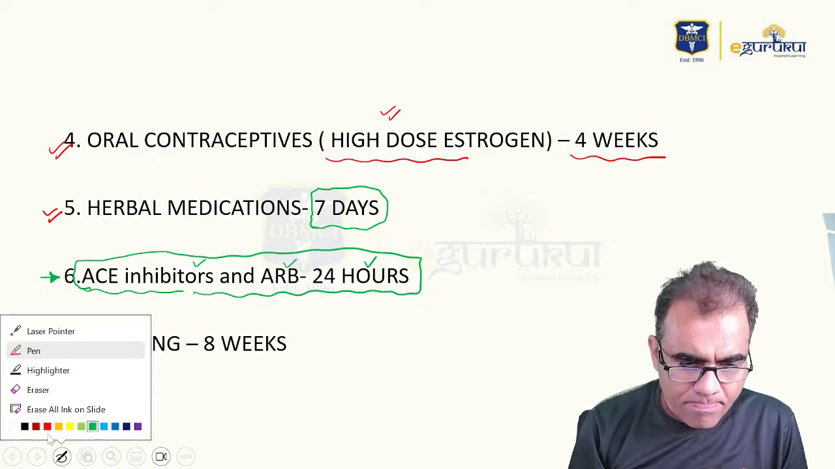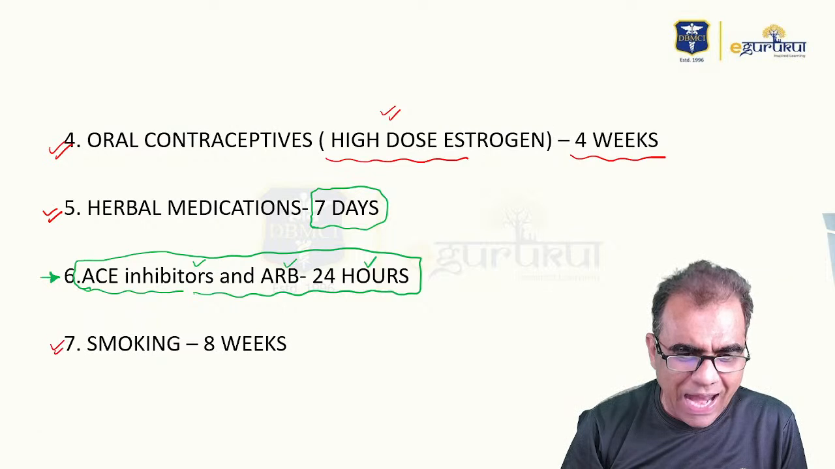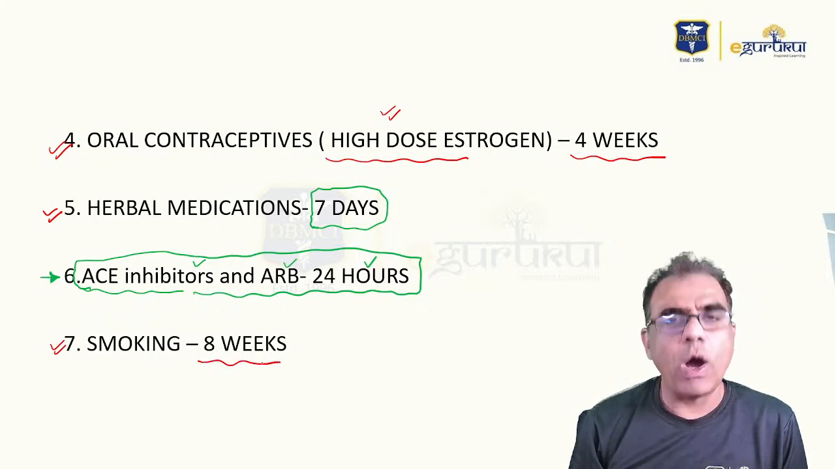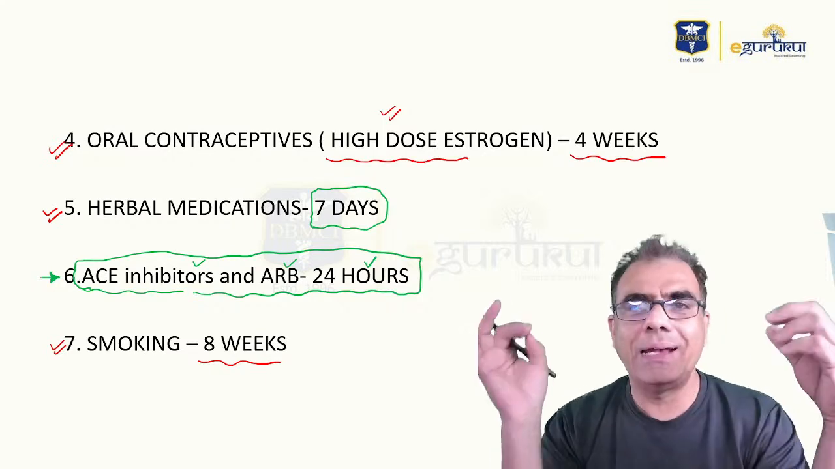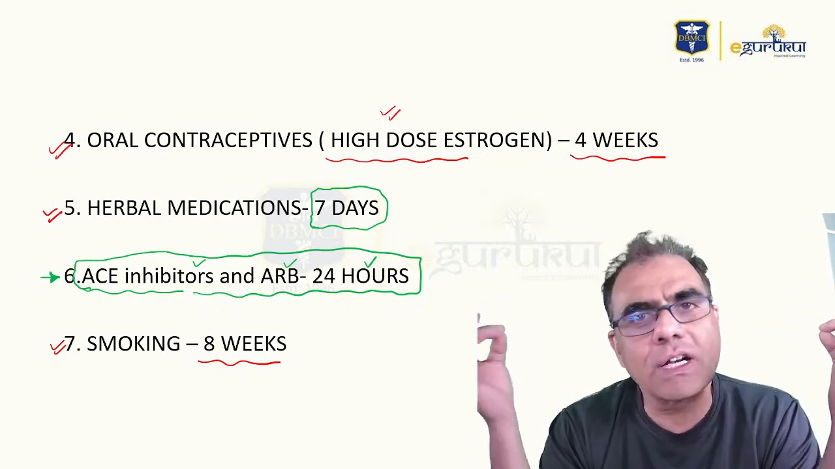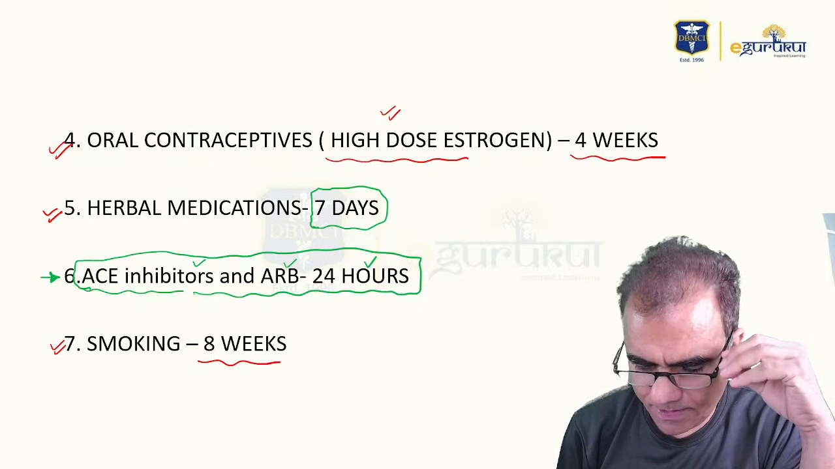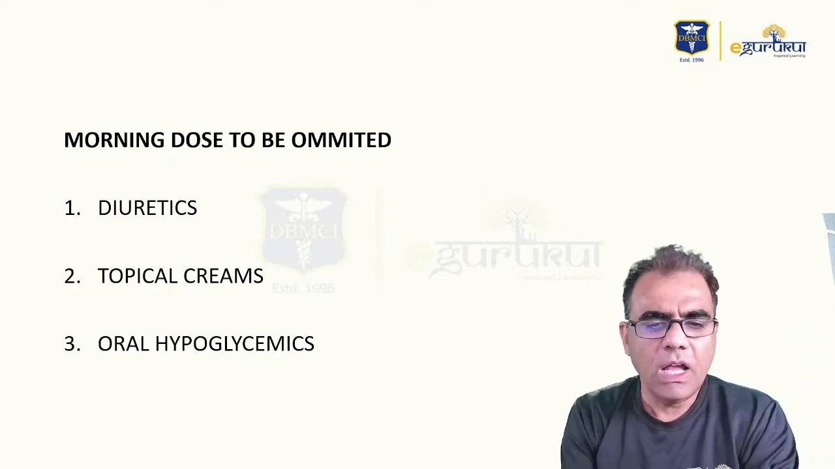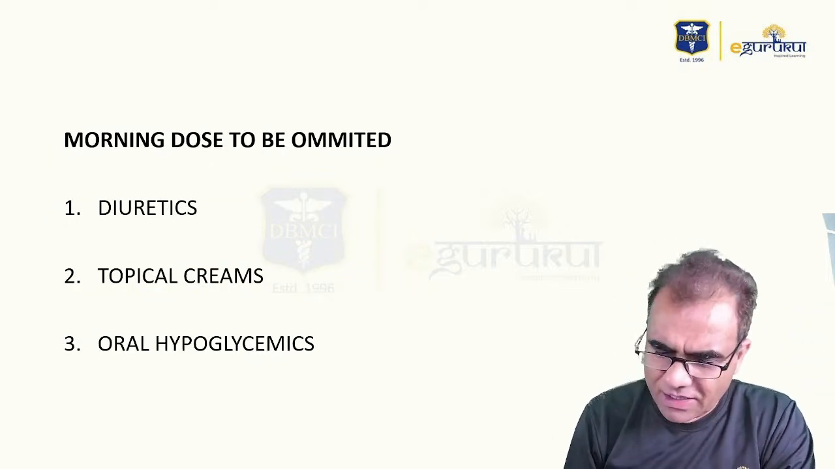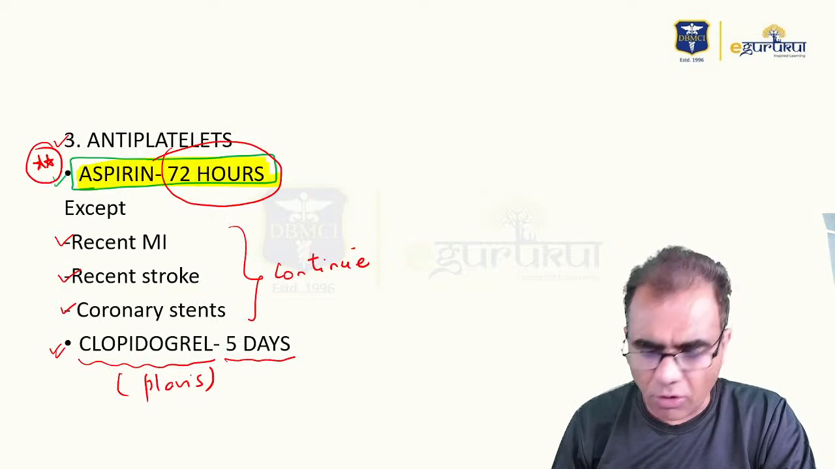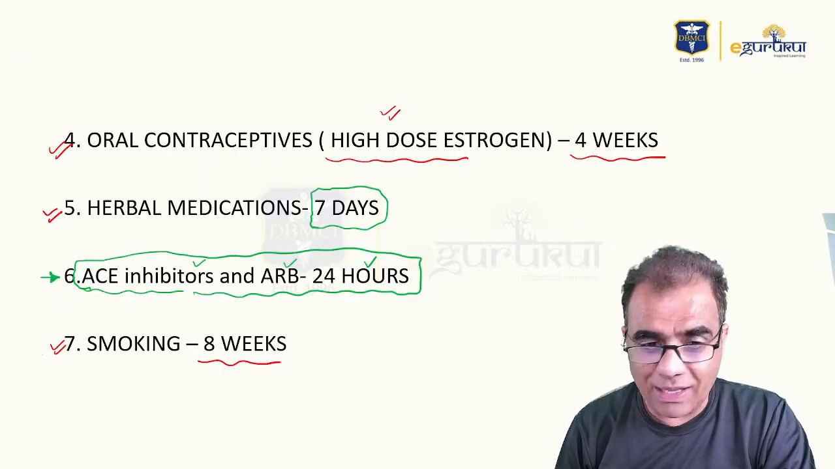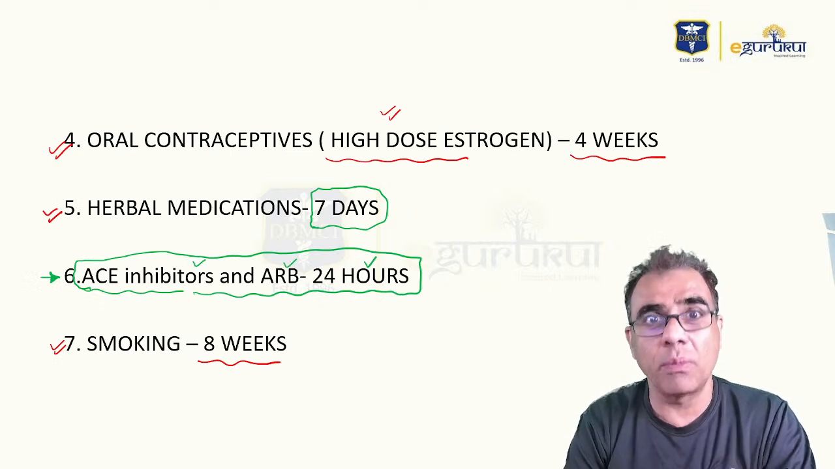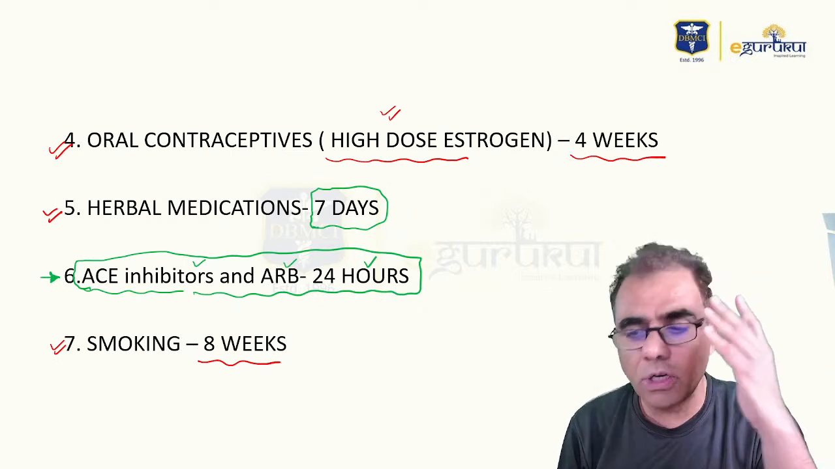Smoking should be stopped 8 weeks prior to surgery. Why? Because you very well know that smoking inhibits cilia and complete ciliary recovery occurs in 8 weeks. Now, so these are the drugs which we have to stop, and already I told you the days when we have to stop, and they are frequently asked, so you actually have to remember also, fortunately or unfortunately.